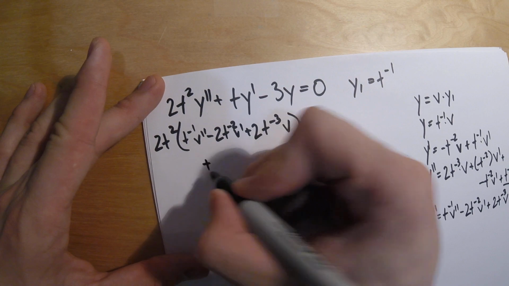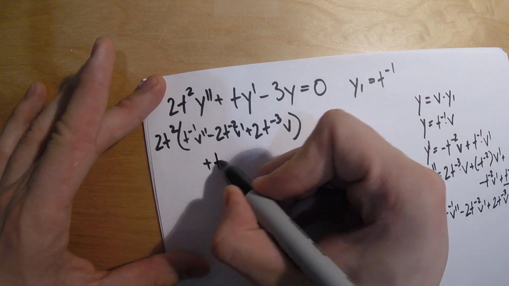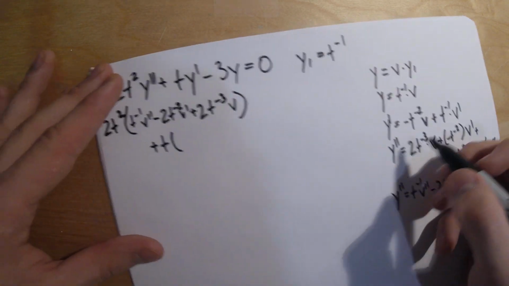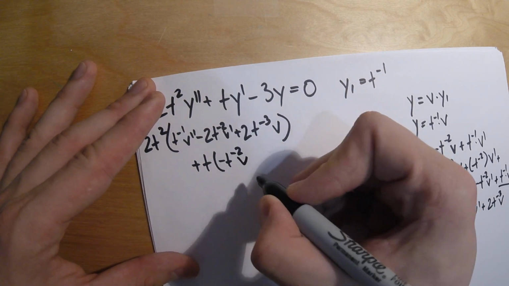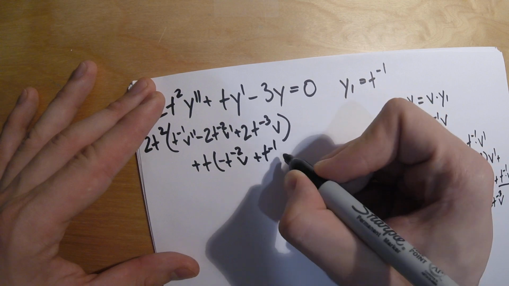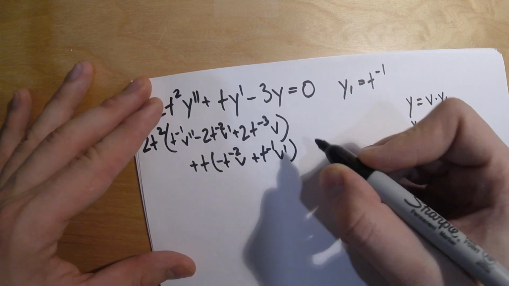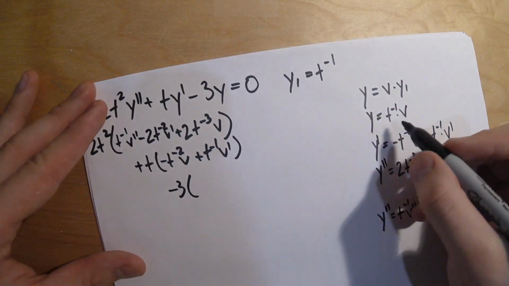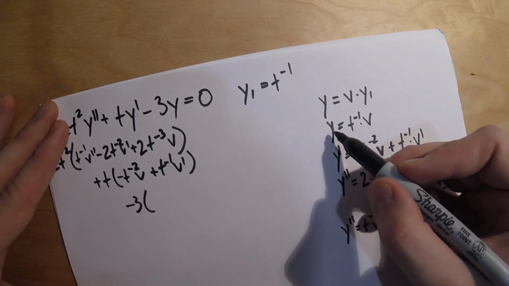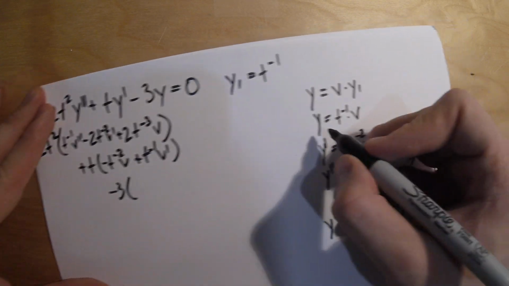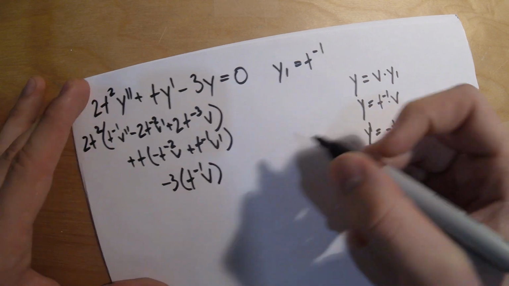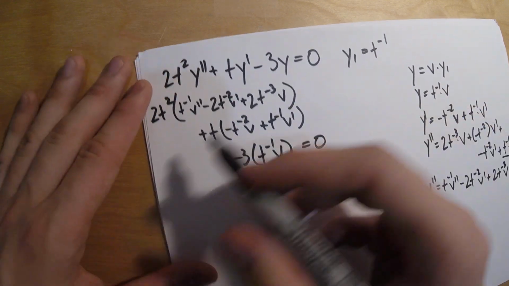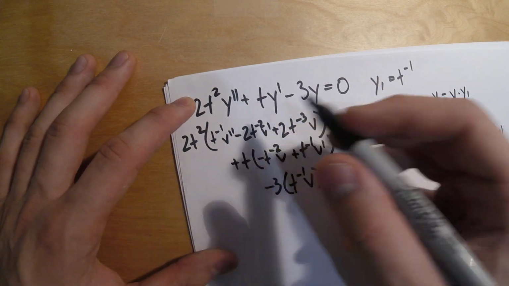It's just much easier to recognize what's going on. Minus t to the minus 2 v plus t to the minus 1 v prime. Okay, we have minus 3. Now the y, what did we make y? We made y equal t to the negative 1 times v, so it's going to be t to the negative 1 v. Okay, and everything here equals 0, so I'm going to do this substitution with the distributive property.